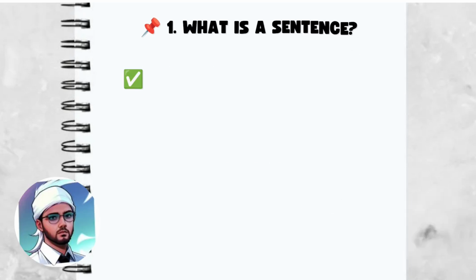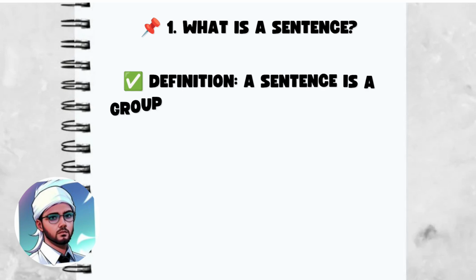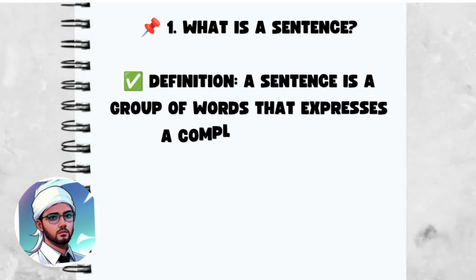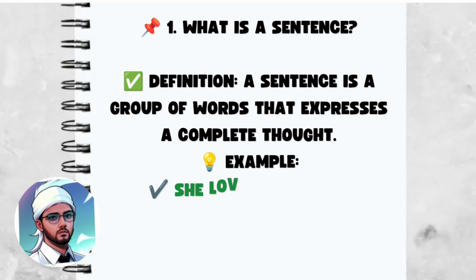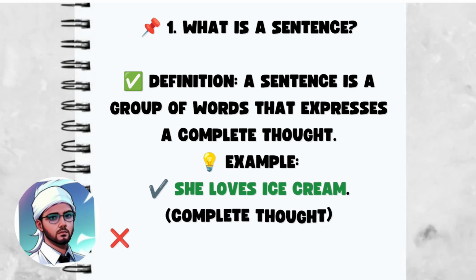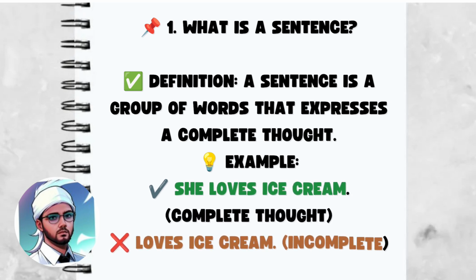What is a sentence? The definition: a sentence is a group of words that expresses a complete thought. For example, she loves ice cream. This is a complete thought. If I say love ice cream, it's incomplete.